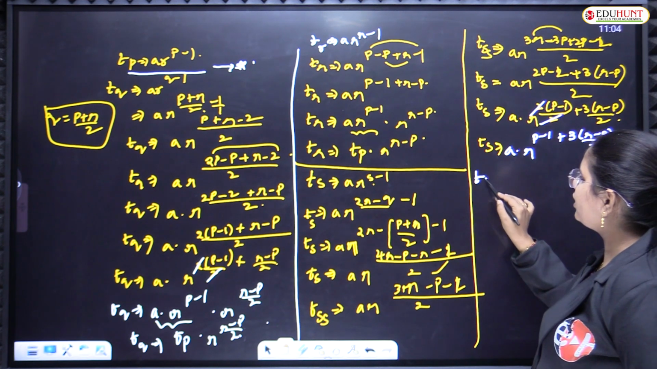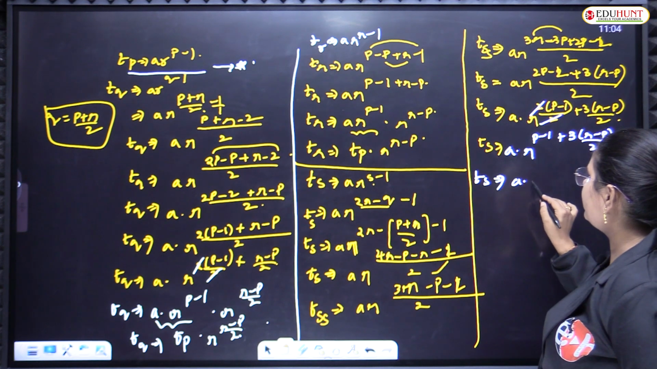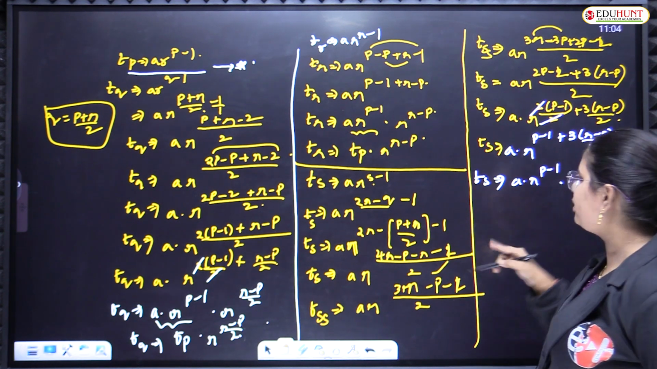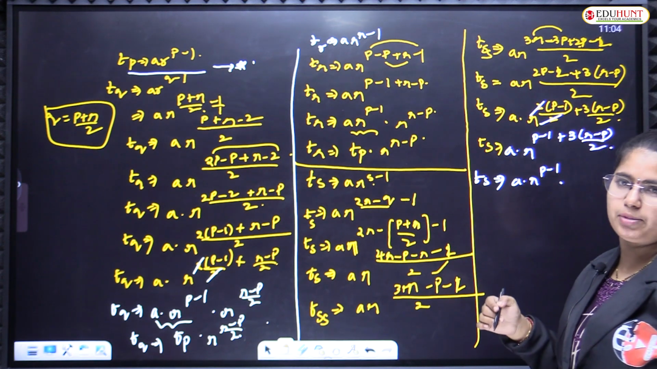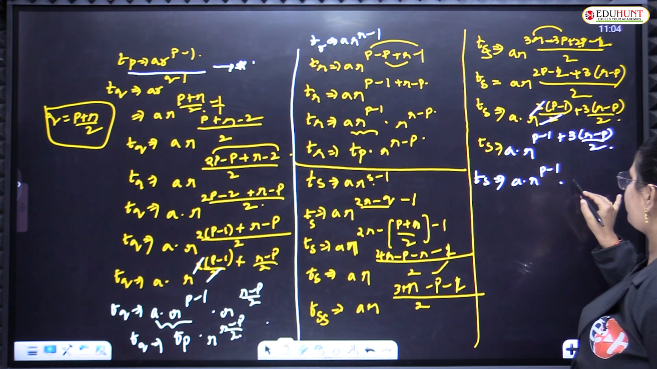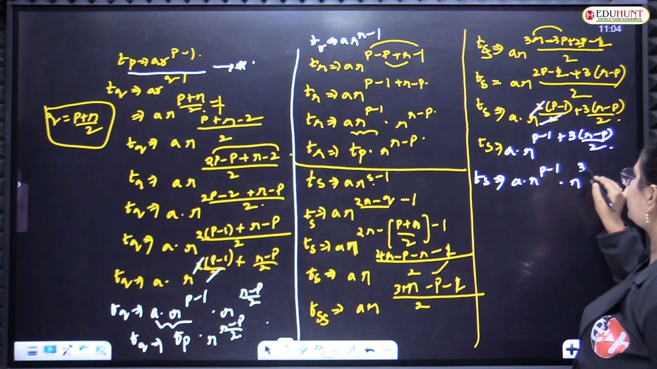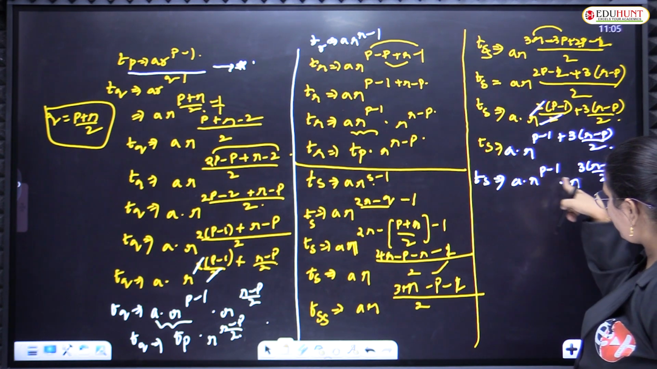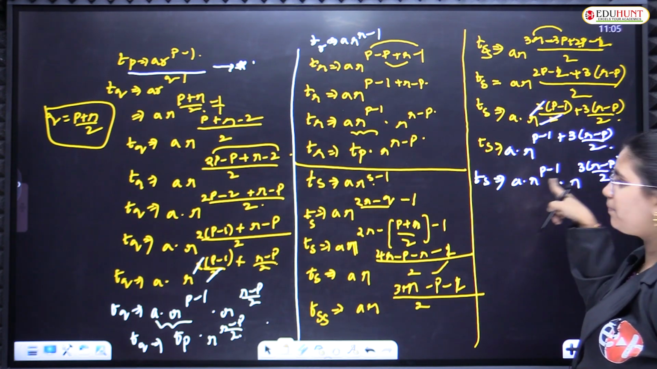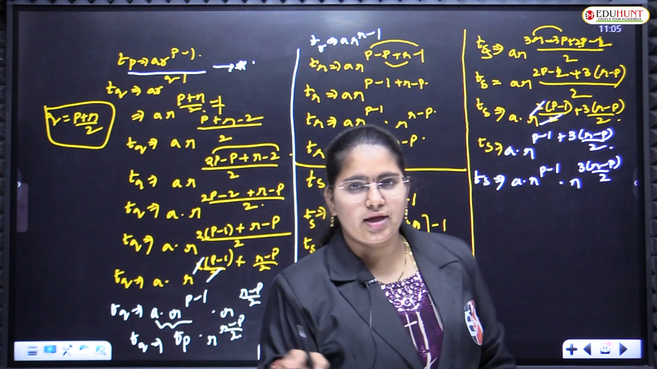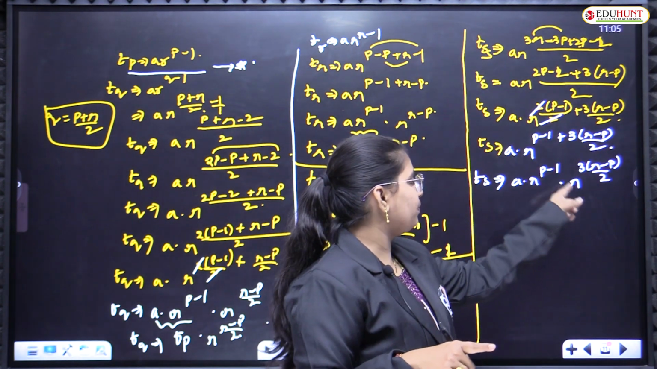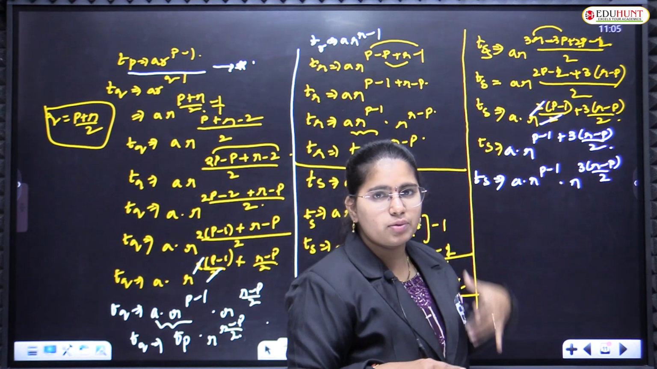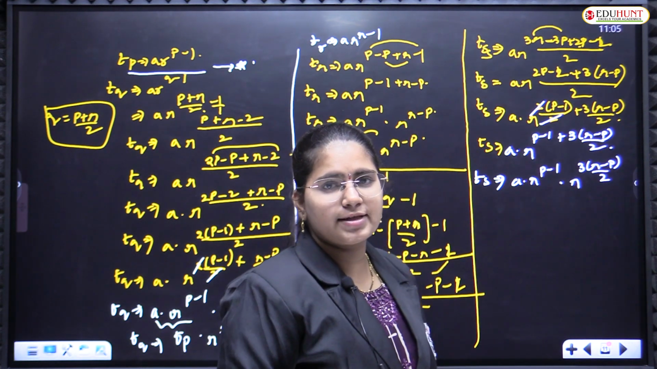So, what will I have then? Ts is equal to A into R power P minus 1 into R power 3 into R minus P by 2. What have I done? A power of M, A power of N, which is A power of M plus N. Can you see here? A power of M plus N. So, I hope I am understood. You people are clear with this. Can I move to the next step?